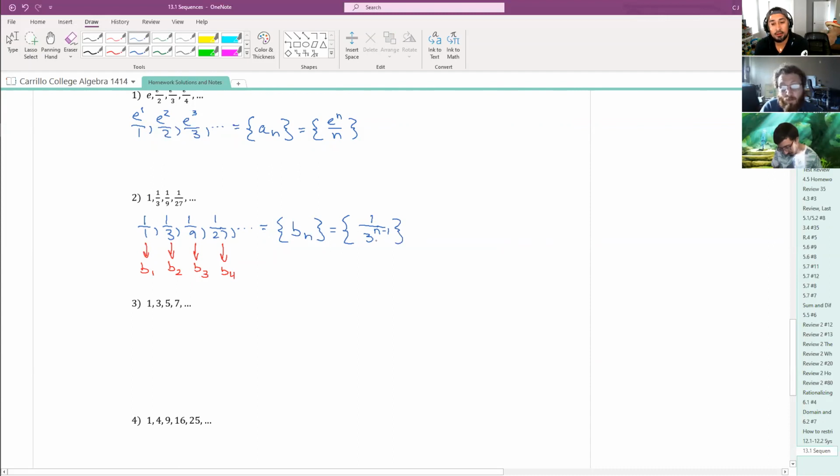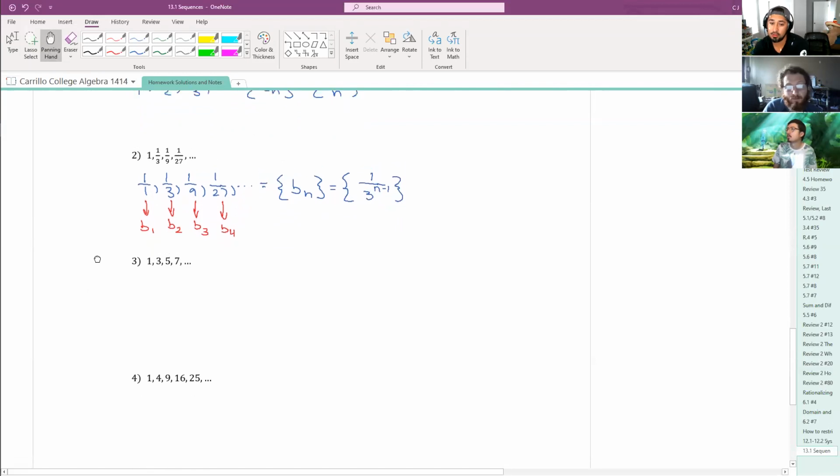Because if I plug in a 1, then 1 minus 1 is 0. Anything to the 0 power is 1. That gives us 1 over 1, which is our first term. 2 minus 1 is 1. 3 minus 1 is 2. 4 minus 1 is 3. All right, does that make sense? So sometimes it's easier to think about what the later terms are doing and see how we can go back to the earlier terms.